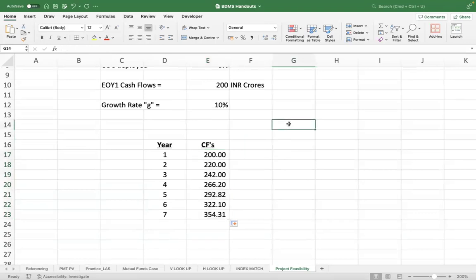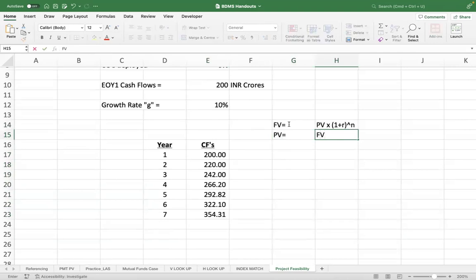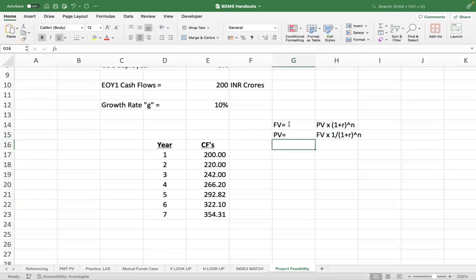Okay, now how will we do that? If you remember when we did the time value of money, we saw that future value is present value into 1 plus r raised to the power of n, isn't it? So we can say that present value is future value divided by 1 plus r to the power of n, or I can say future value into 1 by 1 plus r raised to the power of n, isn't it?